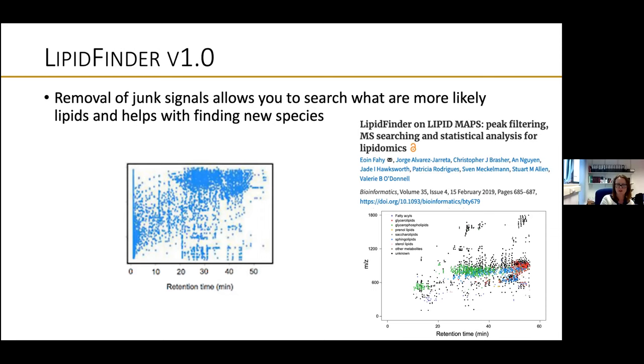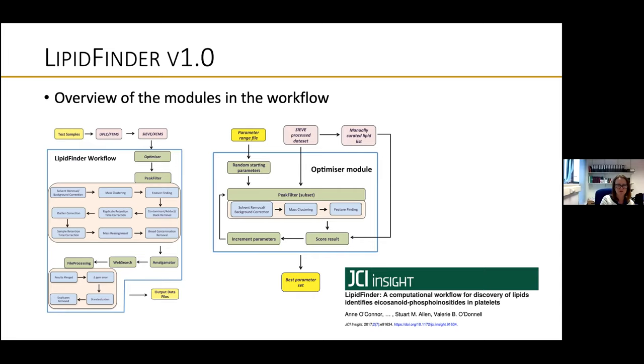So the modules in version one, which was published in this paper here in 2017, are all listed here. And we don't want to go into this in too much detail other than just to outline, on the left, the main module. Back then we were using data which was being run through XCMS first and then running through LipidFinder, because by 2017 XCMS was doing a much better job, but we still had issues with things like isotope removal and lots of common contaminant ions we wanted to get rid of.